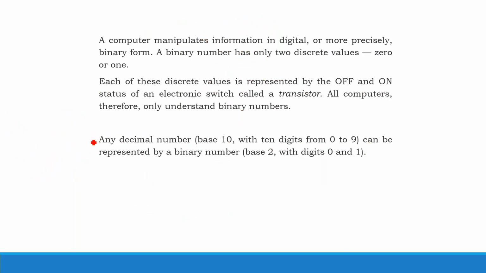So we will discuss a little bit more about the digital system. Here again I have taken the example of a computer as a digital system. The computer manipulates information in digital form. And what is this digital? Digital simply means binary form. Here I mentioned right here, a computer manipulates information in digital, or you can call it binary form.